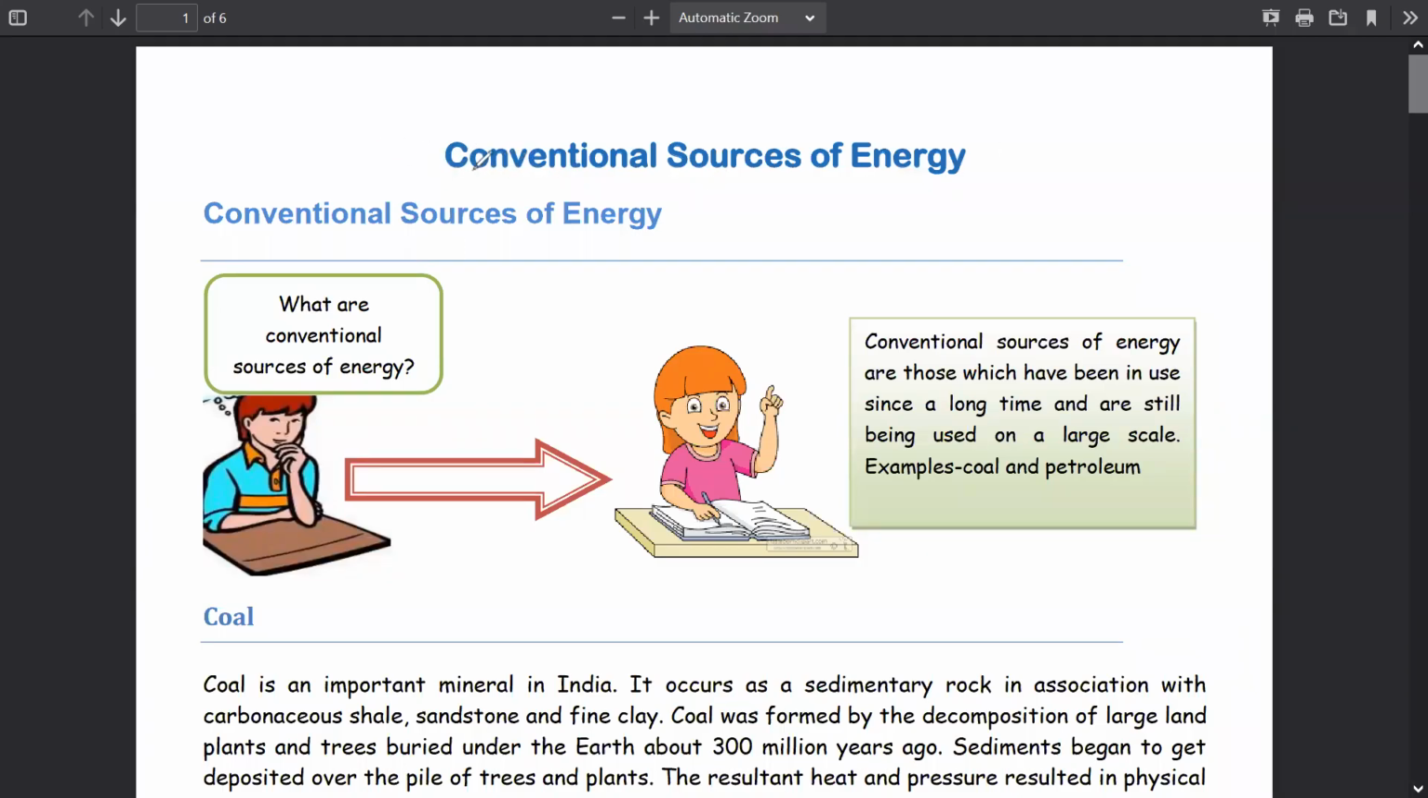In this video, we'll be studying about conventional sources of energy. So let's start the video. Okay, so conventional sources of energy, we have coal.